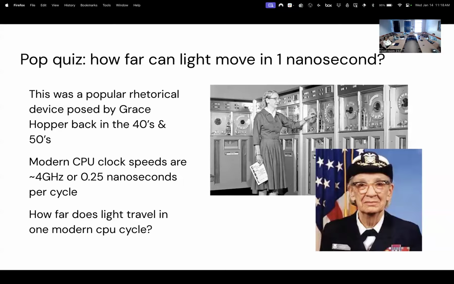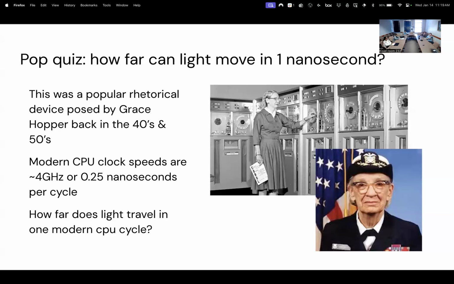So modern CPUs, the thing that makes your computer compute, run at about 4 gigahertz at the top end, which is about 0.25 nanoseconds per cycle, which is like doing one operation, I'm going to copy memory from this place to this place, or I'm going to do an add between these 2 data points. And so, again, we're really bumping up against this. So my next question is, how far do you think light travels in 1 CPU cycle?